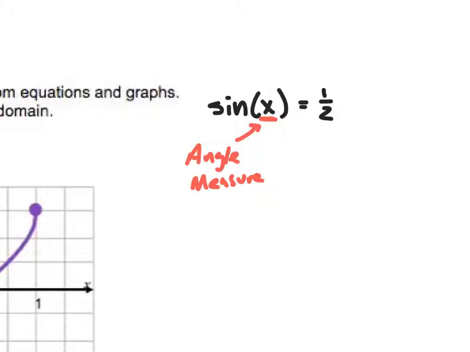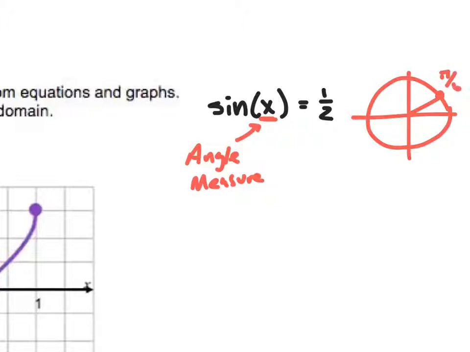So you have to ask the question, okay, well, what angle measure is going to give you 1/2? And if you think of the unit circle, and we just draw out a unit circle real quick, we can answer that question, and that's going to be pi over 6, okay? That's when the y value on the unit circle gives me that value. But it also happens over here, at 5 pi over 6. So simply using the unit circle can be a little bit confusing.